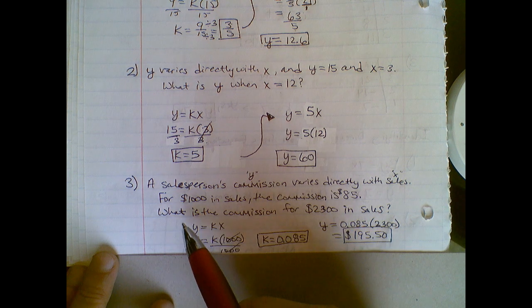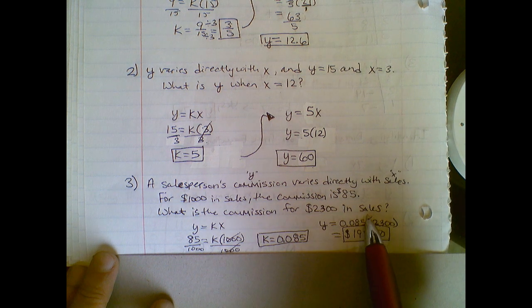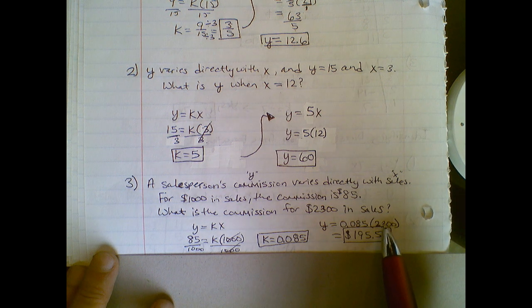And then there's a follow-up part. It says, what is the commission for $2,300? Now, our commission is what we're trying to solve for, so we're trying to solve for our y, and $2,300 is our sales, so we plug that in for our x. We go ahead and multiply those, and we get $195.50.